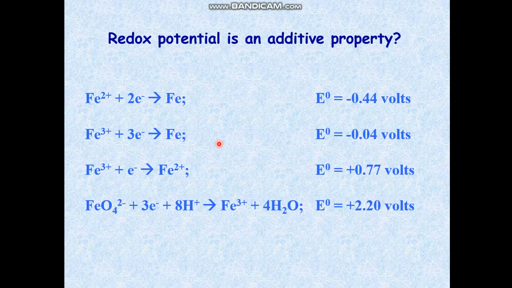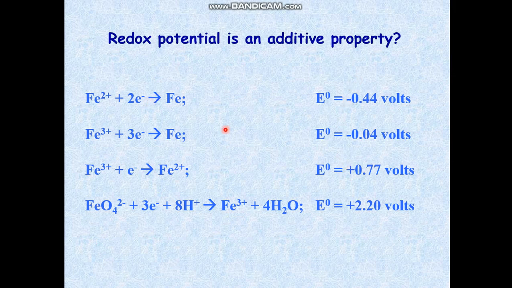Now let us have some examples. Here we have the example of the ferrous system. Ferrous consuming 2 electrons to produce iron neutral. Ferric consuming 3 electrons to produce iron neutral. On the other hand, ferric consuming only 1 electron to produce iron 2 plus, ferrous iron. And here is another example, ferrate ion, where the oxidation number of iron is +6, to produce ferric ion, where the oxidation number of iron is +3. So all the 4 redox potentials E0 values have been given here.